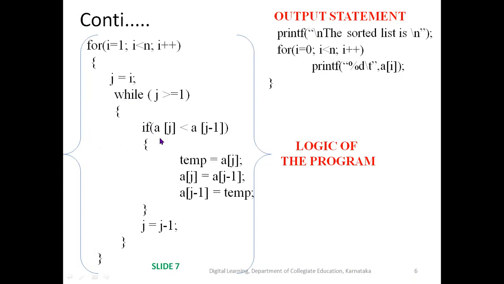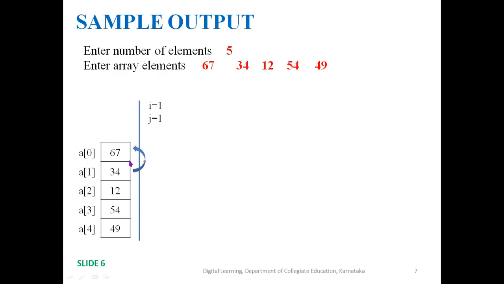Now the control will enter inside the while loop and inside the while loop you have a decision making statement. You are checking the value of a of 1 less than a of 1 minus 1. So 1 minus 1 is 0. So a of 1 and a of 0 is going to be compared. a of 1 and a of 0 is 34 and 67. So is 34 less than 67?